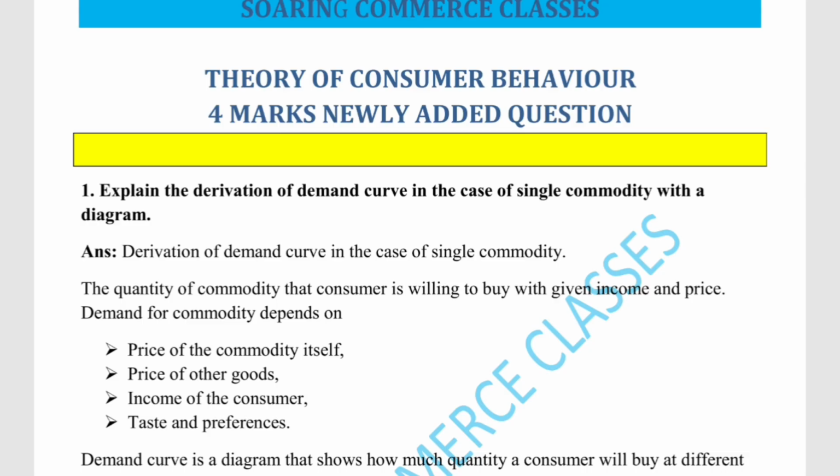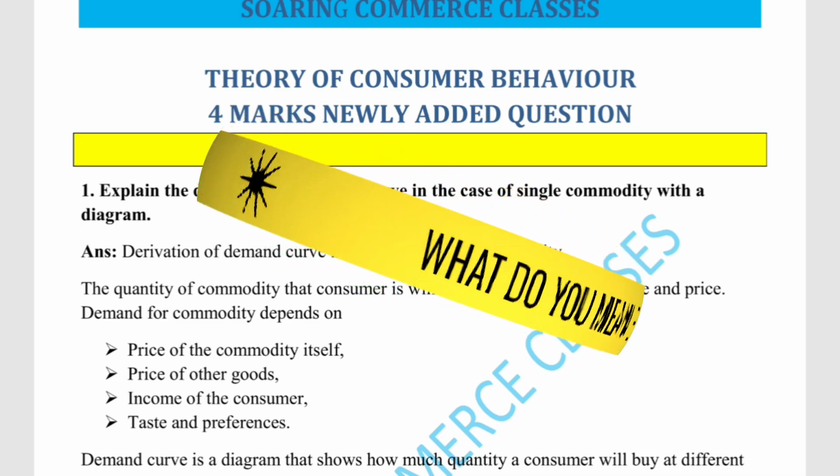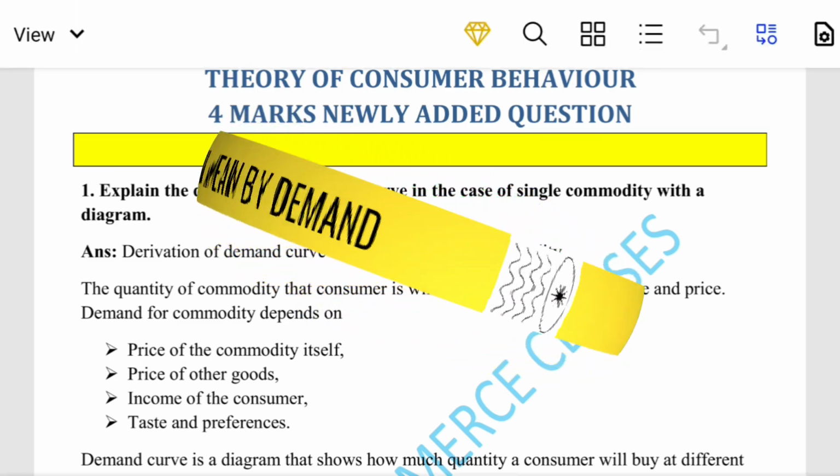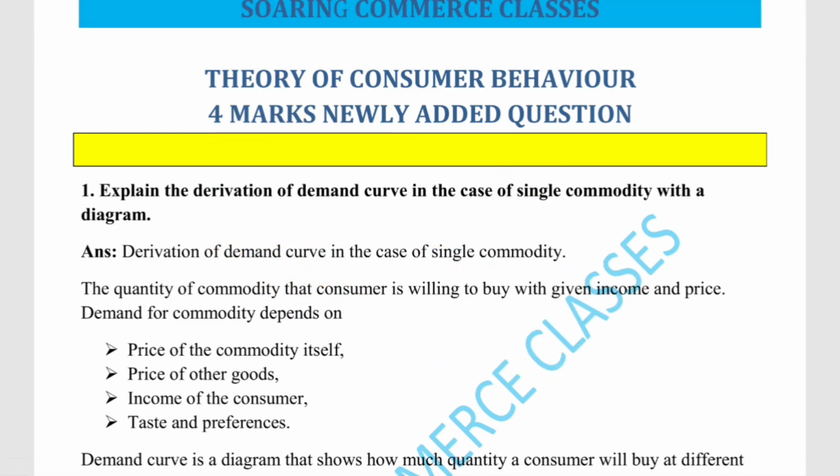First of all, what do you mean by demand? The quantity of a commodity that a consumer is going to purchase with given prices and given income is called demand. If I am going to purchase chocolate, I need to have an income, I need to know the price of that chocolate, and then I demand that chocolate in the shop.